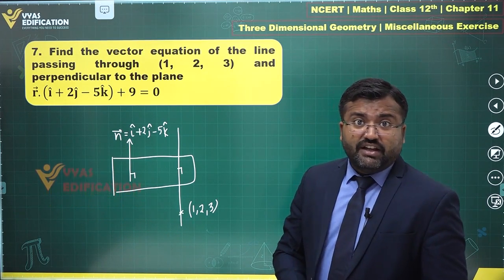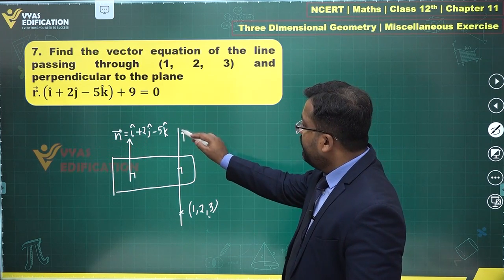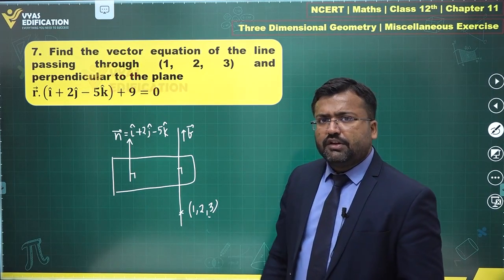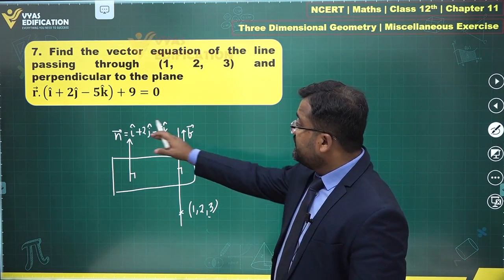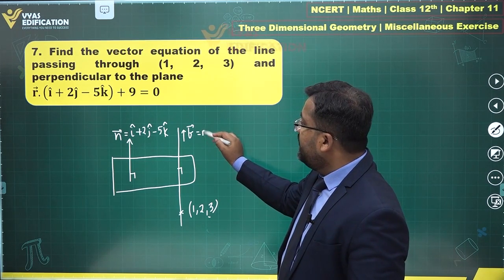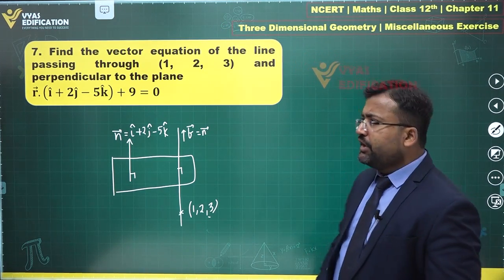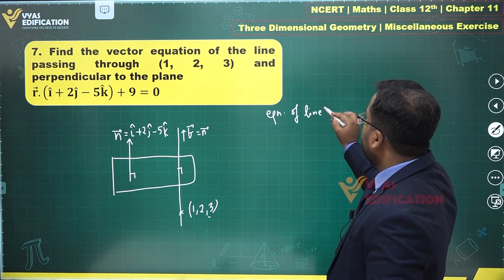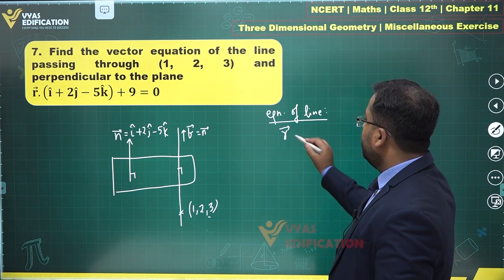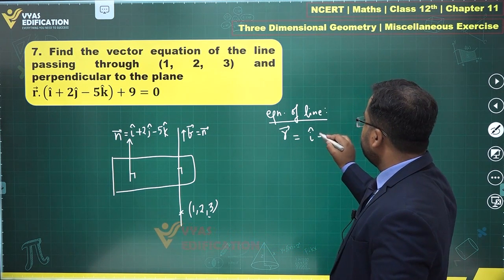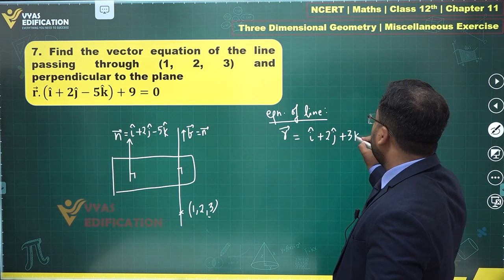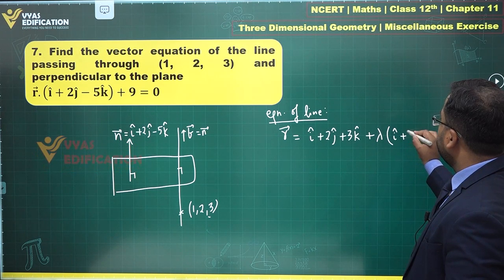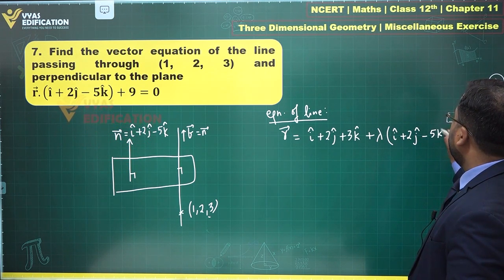Two things are required for finding the equation of a line: a point and a b vector. If you observe carefully, the n vector is perpendicular to the plane, and the b vector is also perpendicular to the plane. Obviously these will be parallel, and therefore you can say the vector along the line will be the same as the n vector, right? Yes, that's what you can say. Therefore the equation of the line will be r vector is equal to a vector i cap plus 2 j cap plus 3 k cap plus lambda times that b vector, which is i cap plus 2 j cap minus 5 k cap.